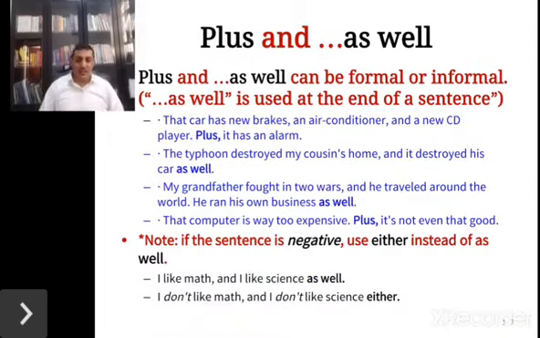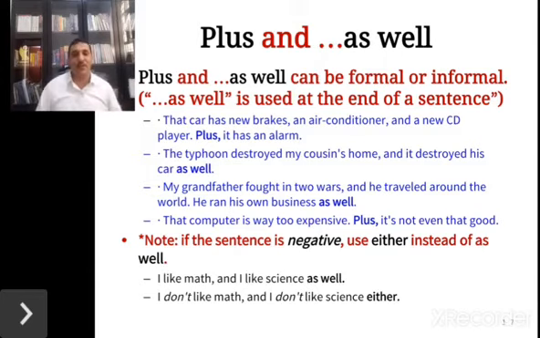Plus and as well. Okay, plus is used to add an idea, but "as well" has a specific structure: it can come at the end of the sentence only. It cannot be added or inserted in the middle or at the beginning of the sentence at all under any circumstances. And if we want to insert it in the middle, we have to add "as" to it: "as well as," not "as well," and we complete.